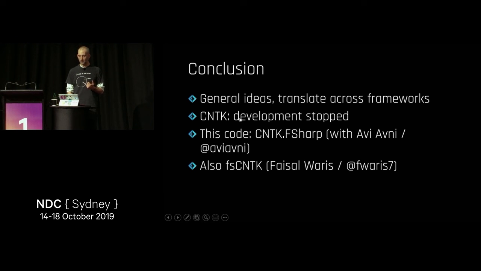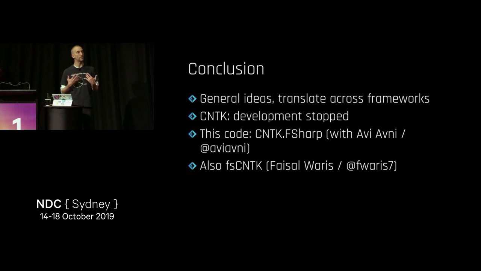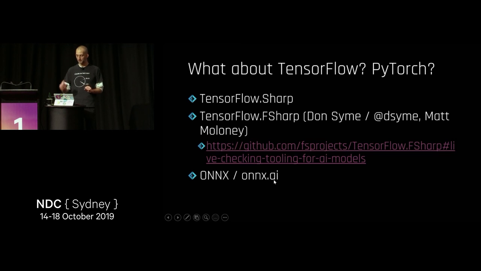One thing to know about CNTK is that it looks like they stopped the development, so there are no new additions to the library at this point. If I were to start now on deep learning, I might look at TensorFlow rather than CNTK, but again, the ideas are similar. The code I showed, you can find under CNTK F# on GitHub. I also wanted to thank a guy called Avi Avni who helped me out with it. And there is another person who has a CNTK library with F# called FSCNTK.